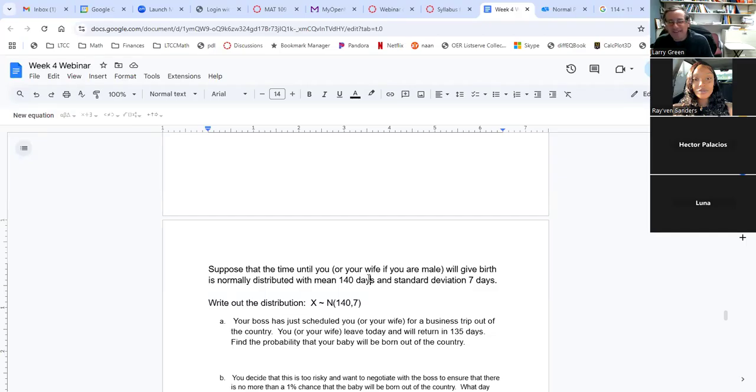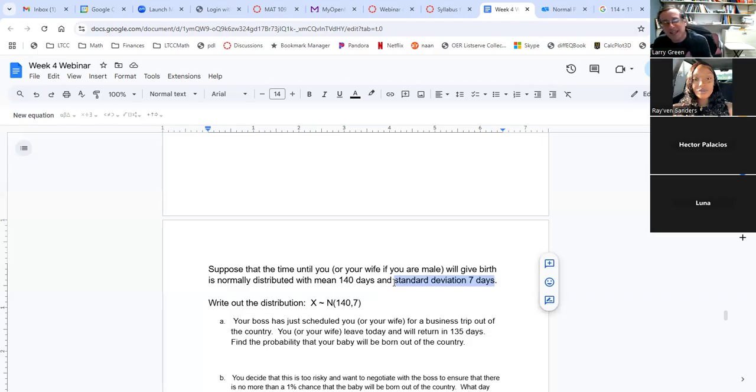And if you say 140 days, that's the mean. Does that make sense? Any questions on that? It's the best prediction. It turns out, and this is a health thing, the standard deviation used to be 7 days for the time at which someone's going to give birth. It's not anymore, actually. It's changed, but it used to be 7 days.